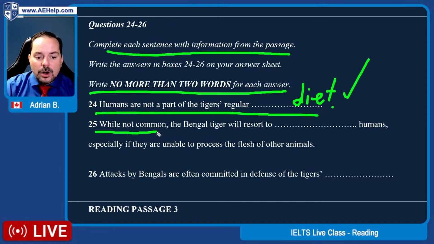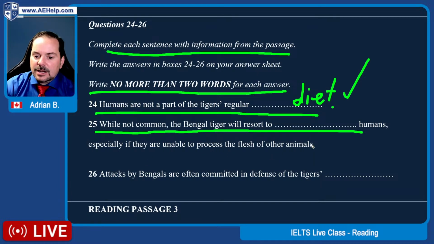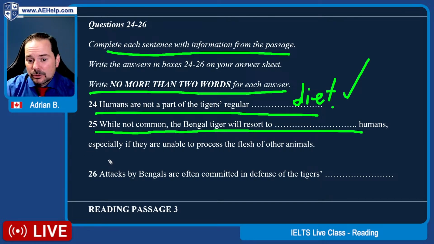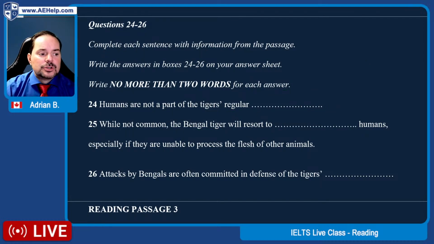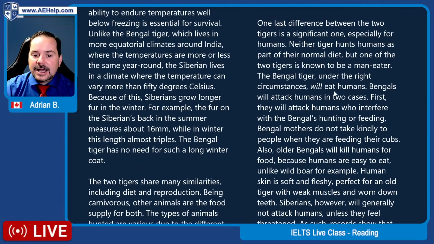While not common, the Bengal tigers will resort to something humans, especially if they are unable to process the flesh of other animals, will resort to, I guess, eating humans or killing humans. Now, I do remember this one, so I don't know if the word is killing or eating or hunting. So what I'm going to do is actually look, and visually, I remember that this was the last paragraph.